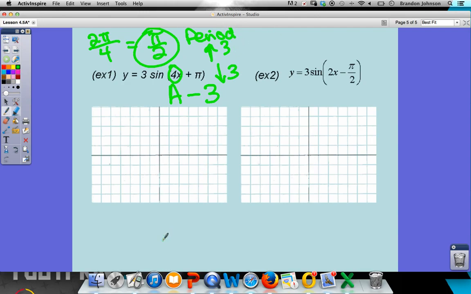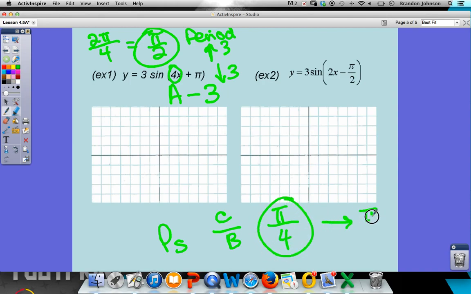And then finally, what is our phase shift? Well, remember our phase shift will end up being C over B. In this case, it's pi over 4. Therefore, it is going to go to the right, pi over 4. So this phase shift is going to push this thing to the right, pi over 4. Try to graph it. I know it's a little bit difficult. I know that we'll refer to this a little bit more, but I know that a lot of these bring a lot of questions as well.